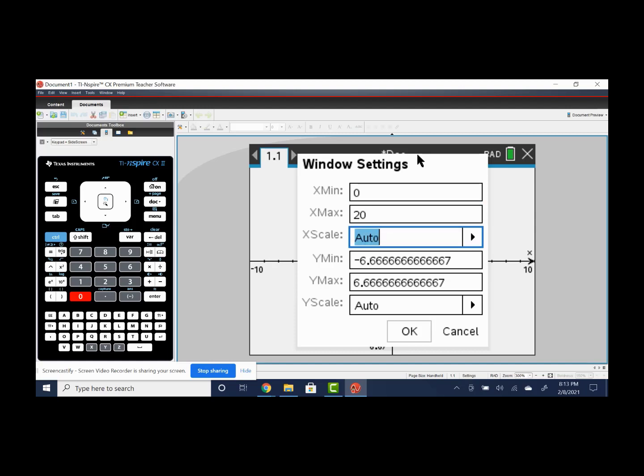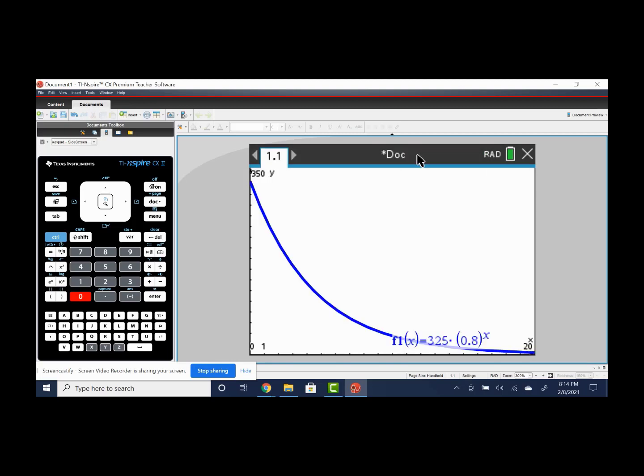I'm going to let the scale stay as auto. Now the Y min, the Y is the price of the item. It's never going to have a negative price. And the most expensive is when it started at $325. So I'm going to pick a number a little bit bigger than that. Let's go with $350 just so we can see. Again, I'll leave it on auto. Click OK. There is my graph.